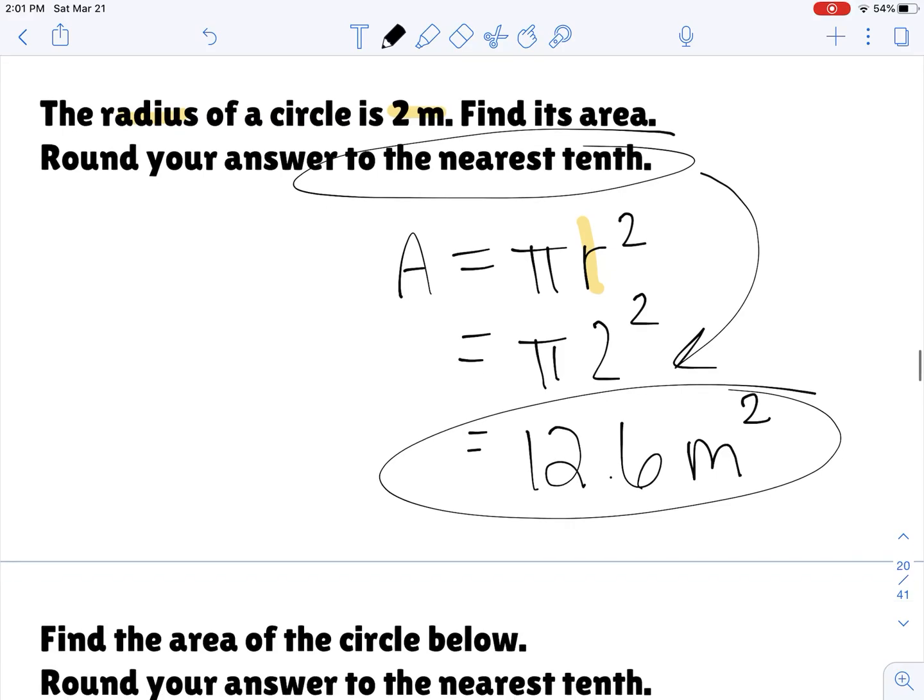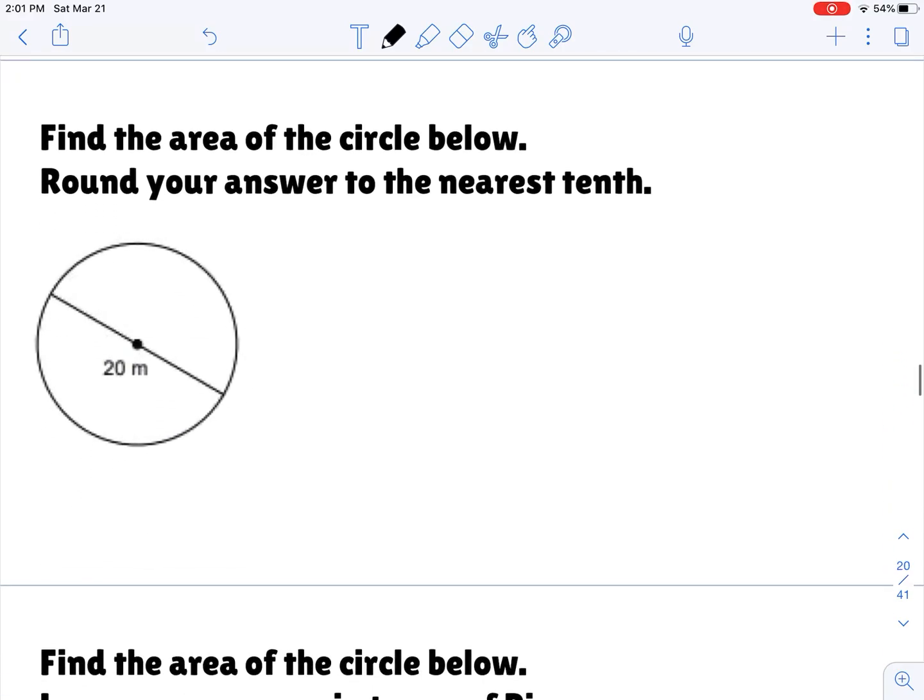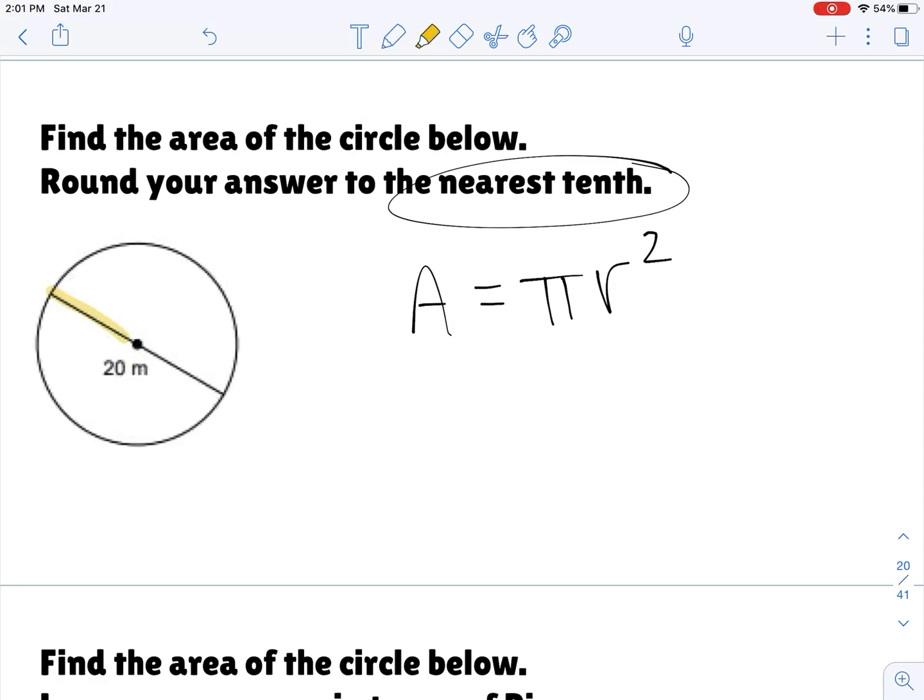Okay, next problem. We're going to find the area of the circle below, round your answer to the nearest tenth. Okay, again, we're rounding. That means everything goes into our calculator. Start with the formula. Pi radius squared is the area of a circle. We know that the radius, based on this picture, is not given. However, they give you a diameter. The diameter is here. We know it's a diameter because the endpoints are both on the circle and it goes through the center, which means the diameter is 20 meters. Which we know the radius would be half of that, so it would be 10.